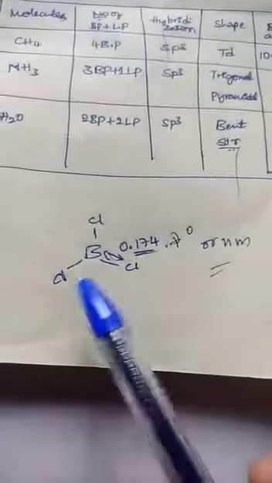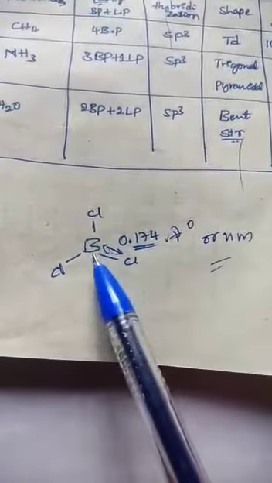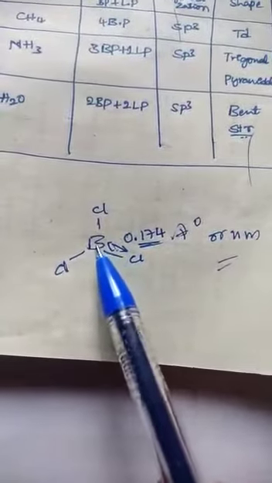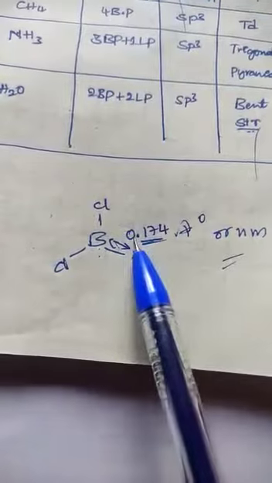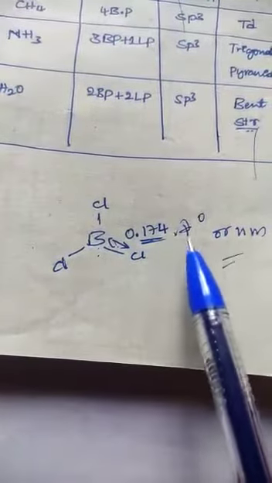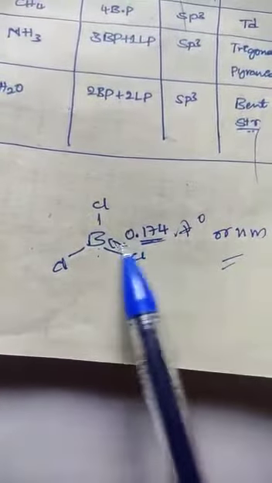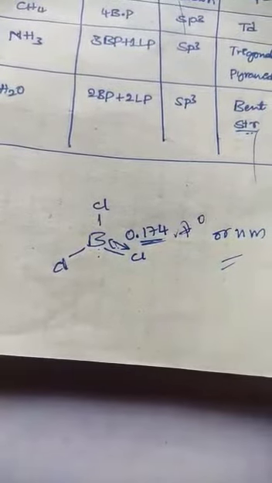Okay, here I am giving one more example. Here I am going to take the BCl3 molecule. The distance between this boron and chlorine, the bond length, is about 0.174 angstrom or nanometer. This is all about bond length.